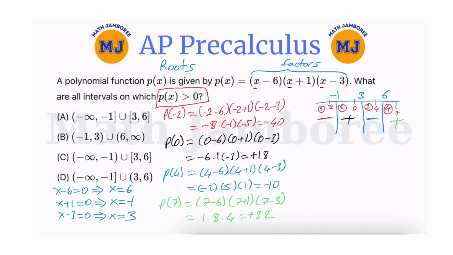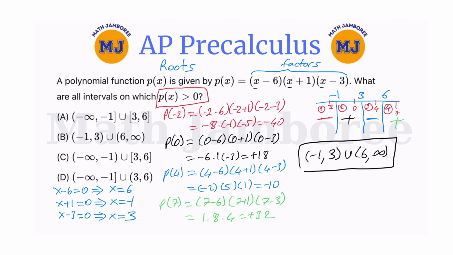So based on this, if you write the intervals for the positive regions, this is negative 1 and 3. Are we going to include negative 1 and 3? We won't, because they didn't say greater than or equal; they just said greater than. Negative 1 and 3 make the polynomial 0. That's why we're going to use just parentheses, not brackets. And union with 6 and infinity. This will be our final answer for this question.